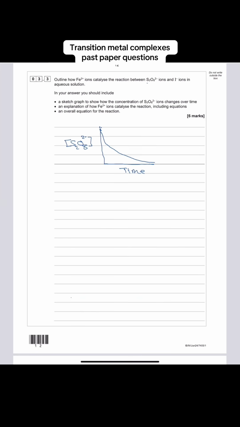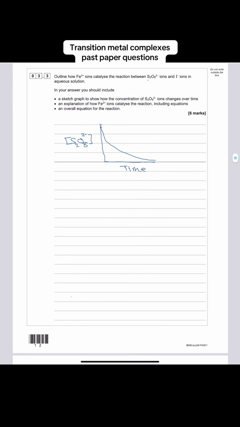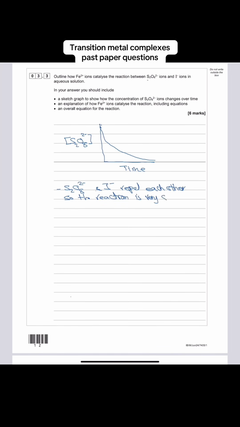The second one will be the explanation of how iron is used. So you have to refer to the fact that the original uncatalyzed reaction is very slow with a high activation energy because of the negative charge on both ions, so they repel. So you can first refer to that S2O8 2 minus and the iodide repel each other because they both have negative charge. So the reaction is very slow because there is high activation energy.